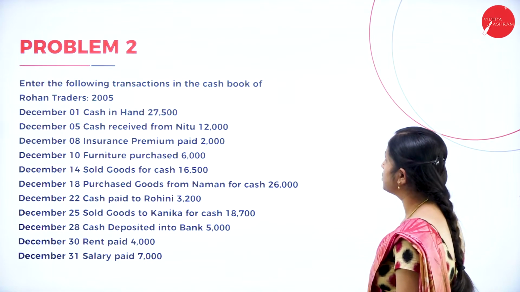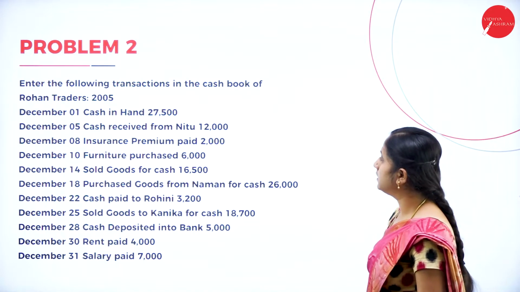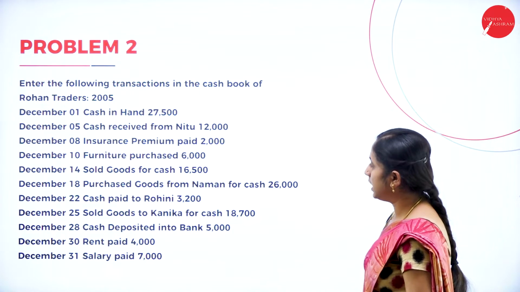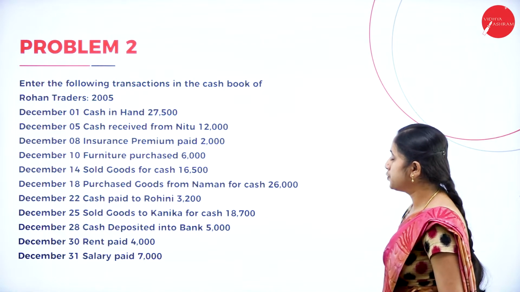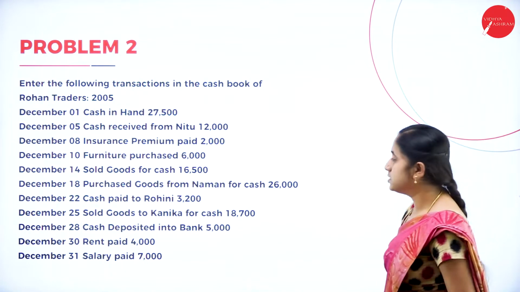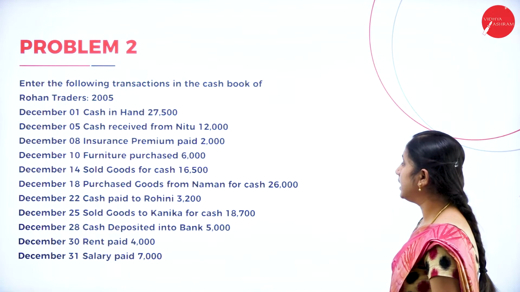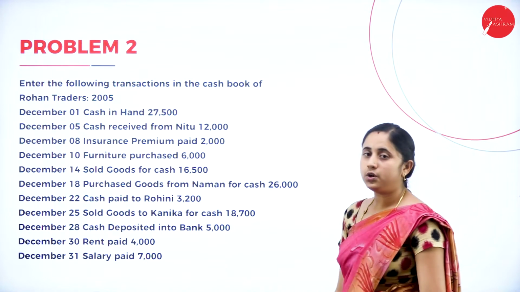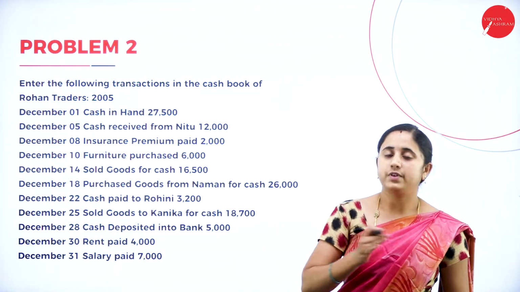Enter the following transactions in the cash book of Rohan Traders 2005. December 1st, cash in hand 27,500. December 5, cash received from Neetu 12,000. December 8, insurance premium paid 2,000, furniture purchase 6,000, sold goods for cash 16,500, purchased goods from Naman for cash rupees 26,000, cash paid to Rohini 3,200, sold goods to Kanika for cash 18,700, then rent paid and salary paid, cash deposit into bank.